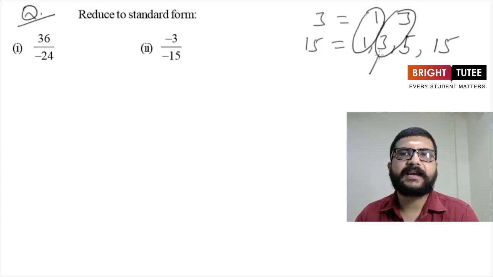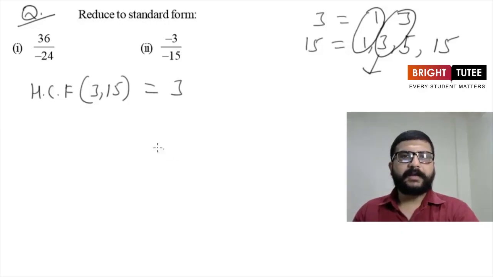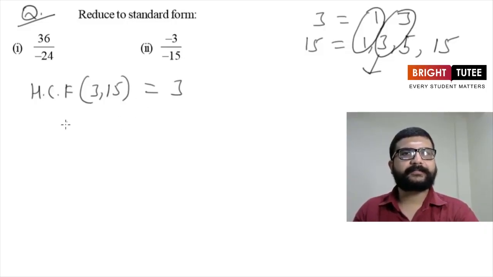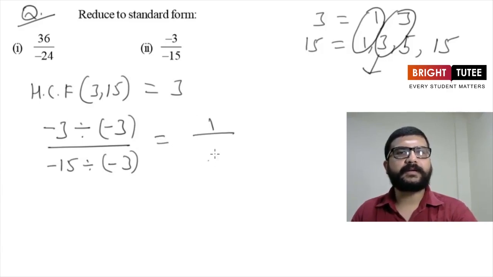And which one is the highest? The highest is 3. So we can write like this: HCF of 3 and 15 is 3. Now we will divide both numerator and denominator of the number by the negative of the highest common factor. So what we are going to do? Minus 3 divided by minus 3 upon minus 15 divided by minus 3. Now this is equal to 1 upon 5. So this is the standard form of the given number.